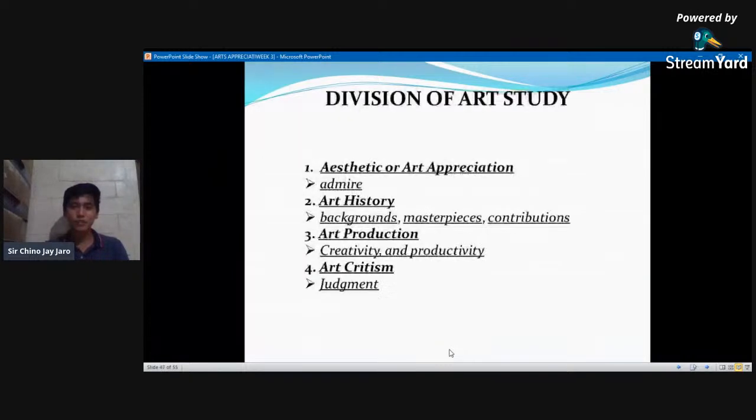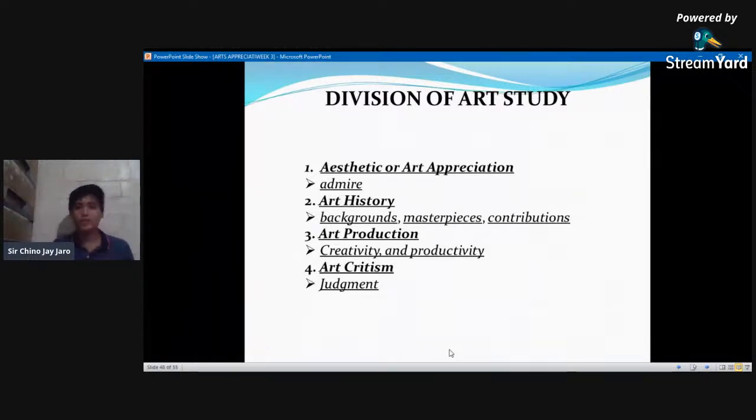So, tingnan natin, we have the Division of Art Study. In short word, para hindi tayo ma-overload. So when we say aesthetic or art appreciation, admire. Nagkakaroon tayo ng admiration to the artist dahil sa husay nila sa larangan ng arts, anumang uri ng arts. In form of music, dance, paintings, sculpture, and other related forms of arts.